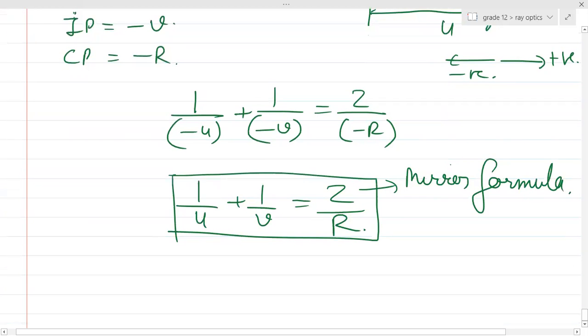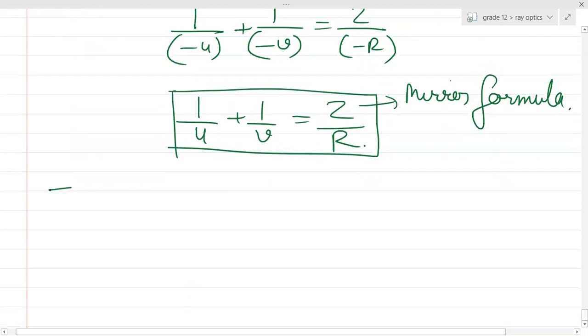Now tell me this particular thing. If the object is at infinity, where is the image formed? At F, right? So can I say v is equals to minus of f? Yes or no?